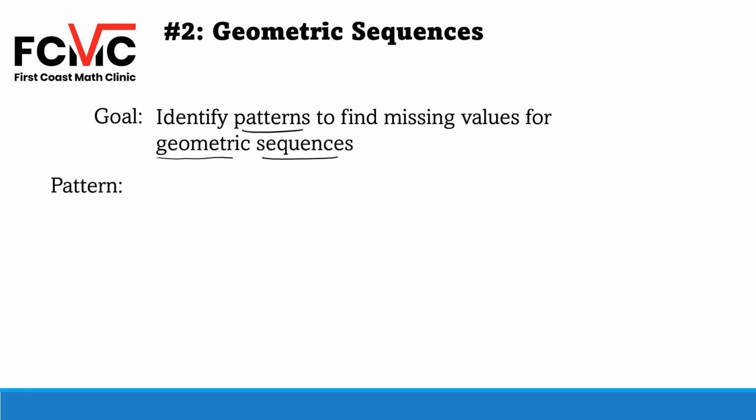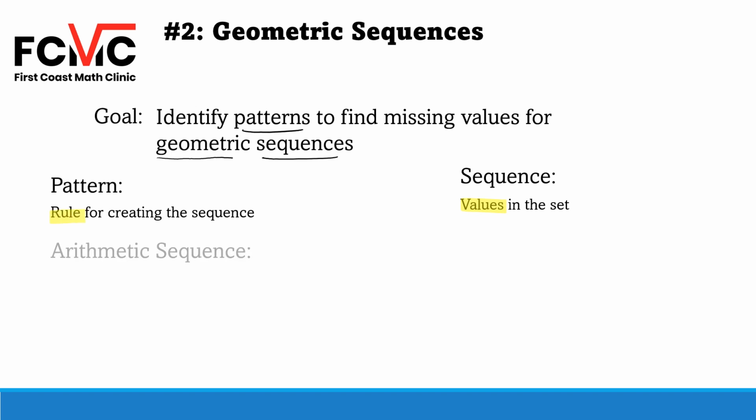Just a quick review of patterns versus sequences. Pattern, we said, is the rule for creating the sequence. So pattern is how we get the sequence. Sequences are the actual values in the set. So sequences are the actual numbers. The pattern is the actual rule. Sequences are actual values. Pattern is the rule for getting those values.